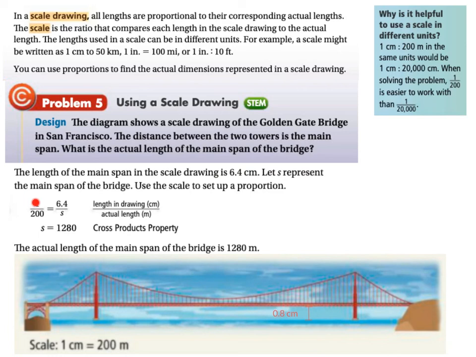We can say if 1 centimeter is equal to 200 meters, then 6.4 centimeters is equal to how many meters? And when you do the cross multiplication, you find that it is 1,280 meters, the actual span of the bridge. If you have 1 centimeter for every 200 meters, 6.4 centimeters will be how many meters? That's how you set it up, and you solve the proportion. So here's your got it problem. See how you do with it.